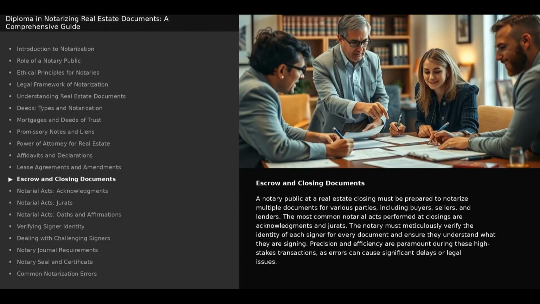A notary public at a real estate closing must be prepared to notarize multiple documents for various parties, including buyers, sellers, and lenders. The most common notarial acts performed at closings are acknowledgements and jurats. The notary must meticulously verify the identity of each signer for every document and ensure they understand what they are signing. Precision and efficiency are paramount during these high-stakes transactions, as errors can cause significant delays or legal issues.